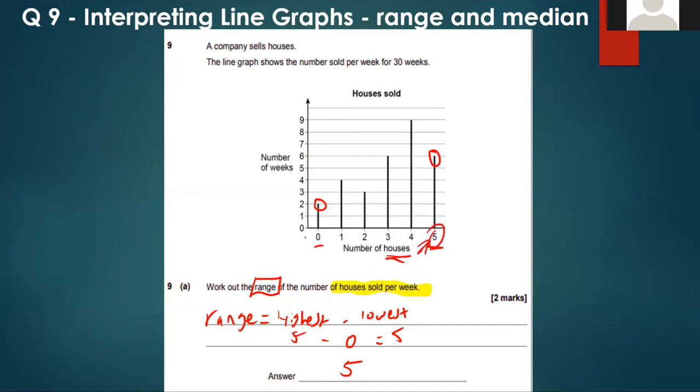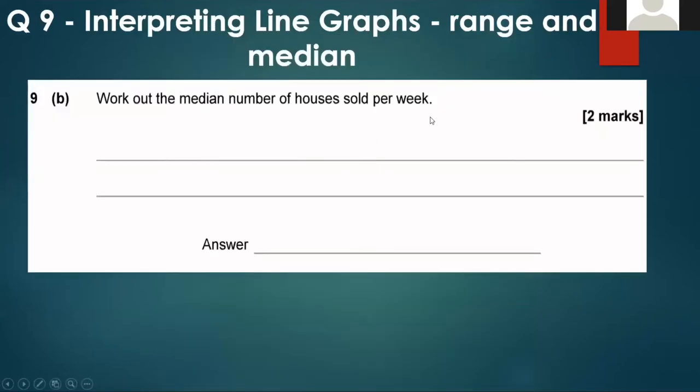So that's 5 and that's 0. So it's 5 take away 0. Okay. Houses sold per week. It's not the number of weeks. It's the houses sold per week. Number 9B then says work out the median.